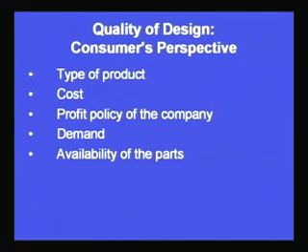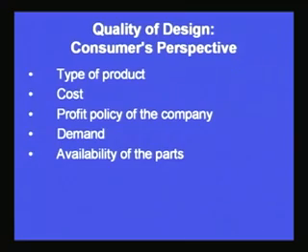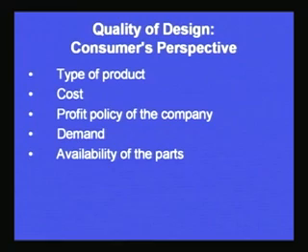We can see in our surroundings, all the things that we see around us are different types of products. So the first point to decide is what type of product has to be designed, what is going to be the cost, what is going to be the pricing, what is going to be the manufacturing cost, and what is going to be the material cost associated with the product. Similarly, we have to see the profit policy of the company.